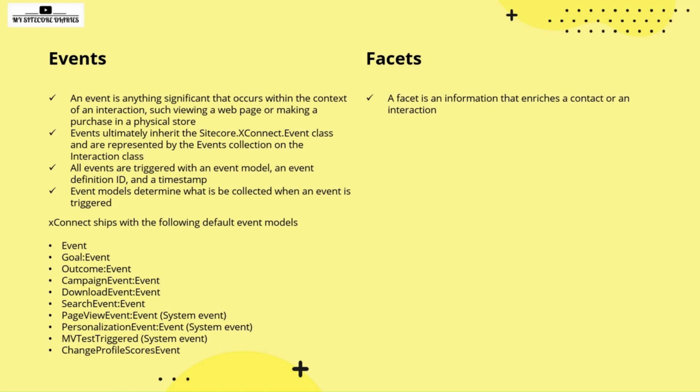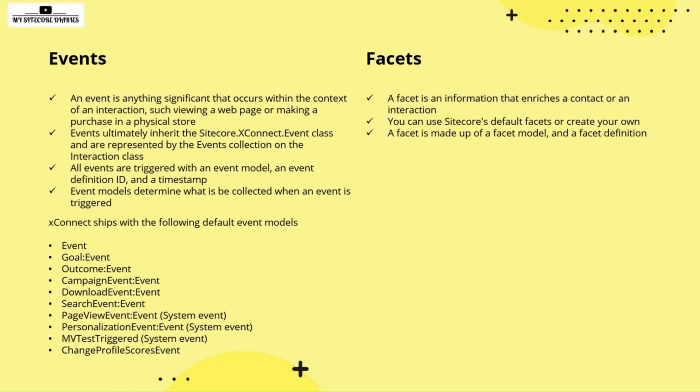Then we will see facet. A facet is information that enriches a contact or an interaction. So it is basically a storyteller of your contact or interaction. You can utilize the Sitecore default facets, or you can also create your own facets.